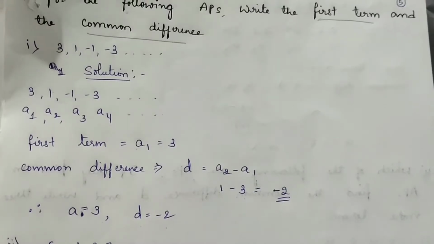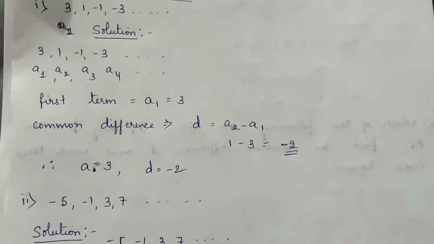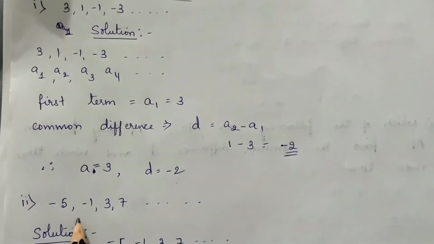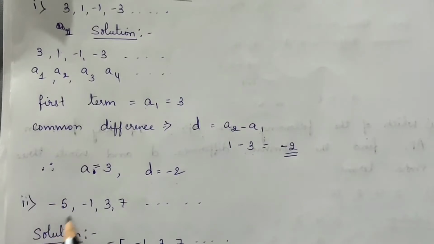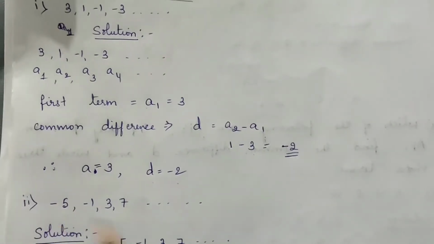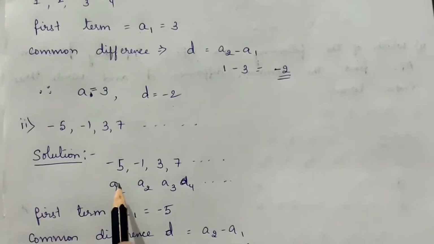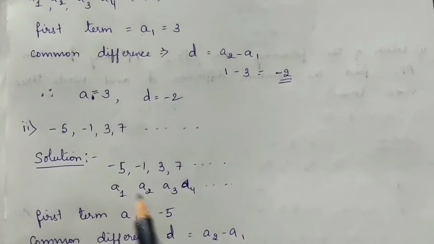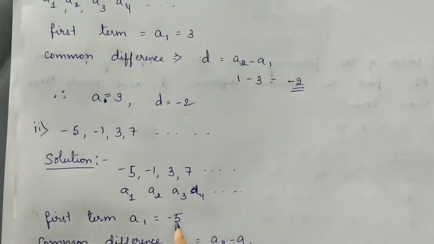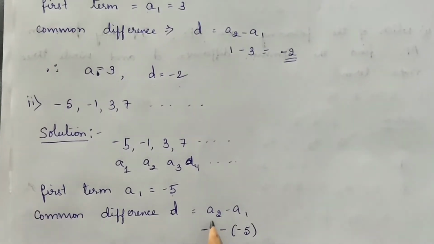Next question in the same main: minus 5, minus 1, 3, 7. Here minus 5 is the first term and you have to write the pattern as A1, A2, A3, A4. Here the first term is minus 5. Common difference you have to find out by taking the second term minus the first term.